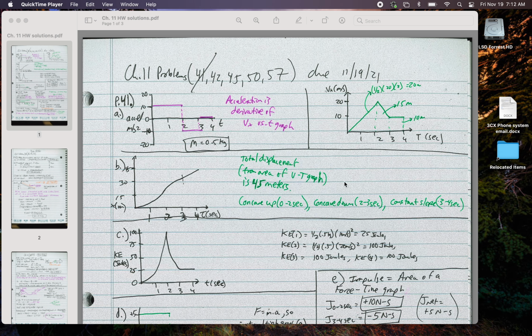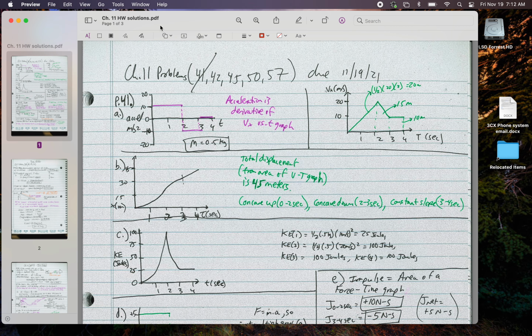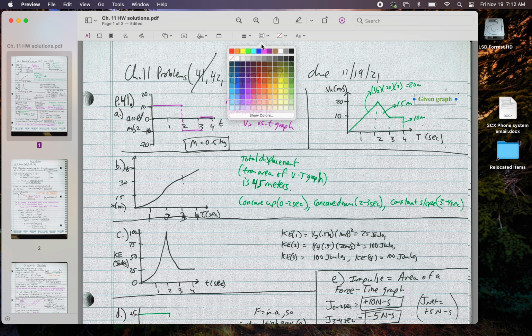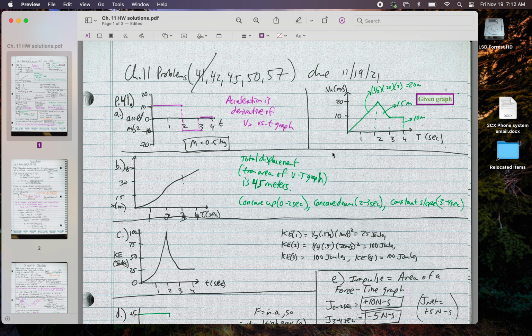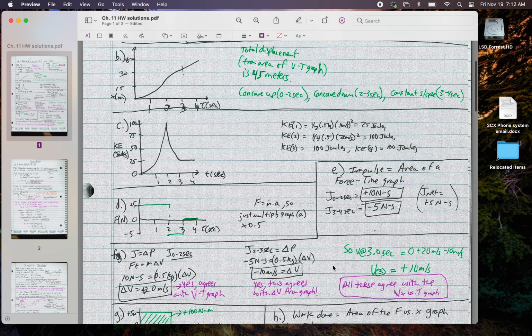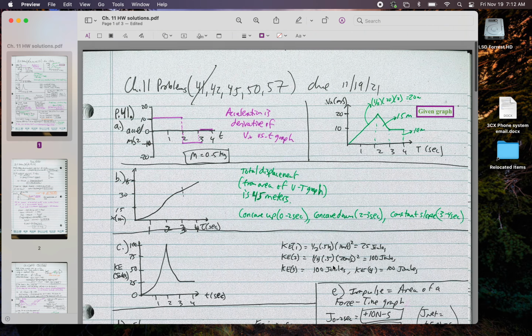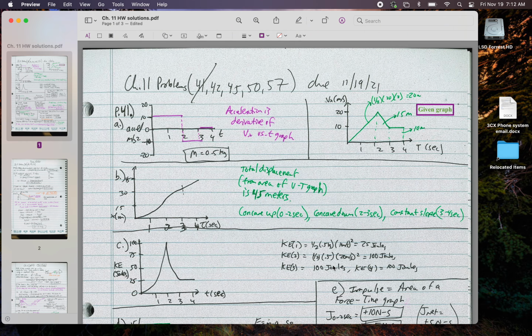So you were given this graph. So that is a given. Should write that down. Given graph. And it basically is something we use for all the rest of these. And it's really linking together things with motion and forces and impulse, momentum and energy and work. So this is a fantastic problem for deep understanding and also understanding the mathematical relationships.